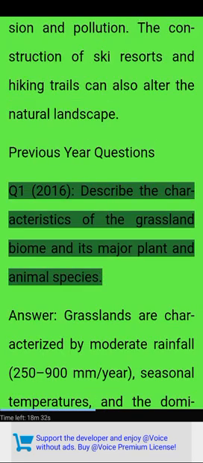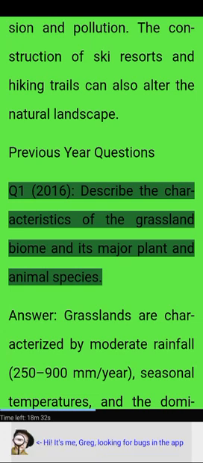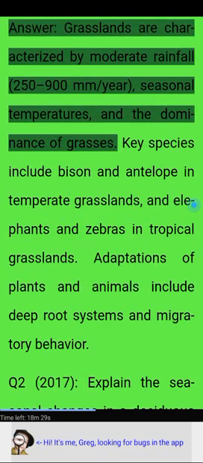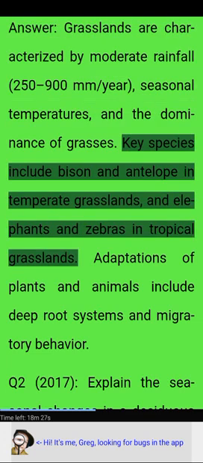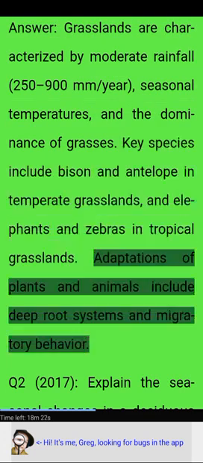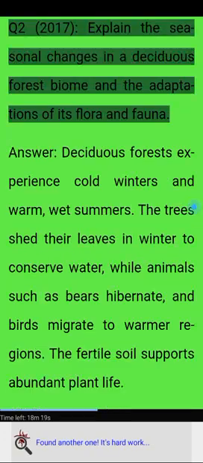Previous year questions. Q1 2016. Describe the characteristics of the grassland biome and its major plant and animal species. Answer. Grasslands are characterized by moderate rainfall, 250–900 mm per year, seasonal temperatures, and the dominance of grasses. Key species include bison and antelope in temperate grasslands, and elephants and zebras in tropical grasslands. Adaptations of plants and animals include deep root systems and migratory behavior.